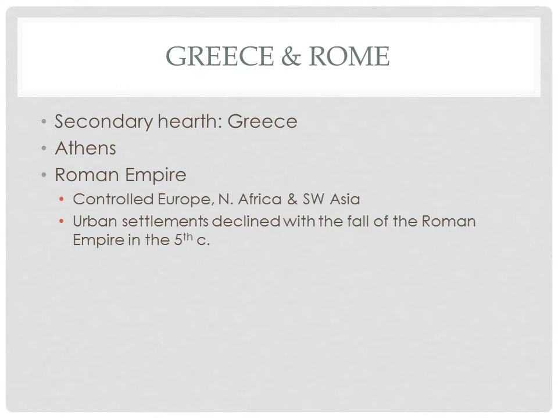And then later, the Roman Empire, which stretched throughout all of Europe, including North Africa and Southwest Asia. A massive empire. And we know that later, when we talk about culture, Christianity was associated with the Roman Empire. And it became later the Holy Roman Empire. But with the fall of the Roman Empire in the late 400s, urban settlements declined as well, which opened the door for other urban settlements to grow.